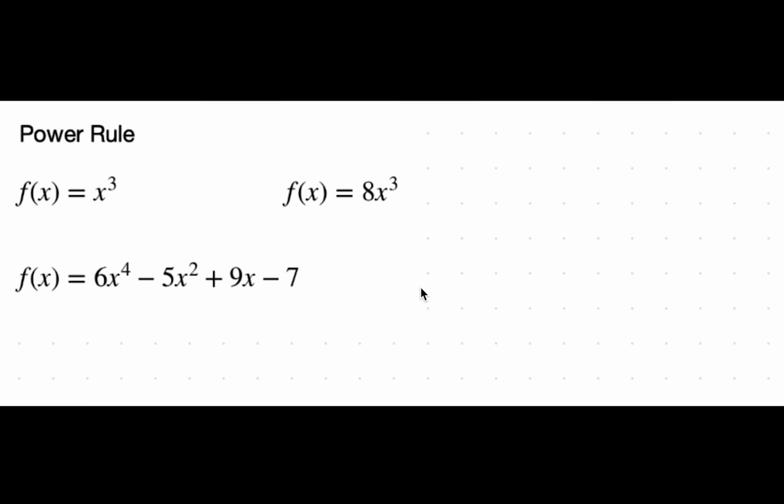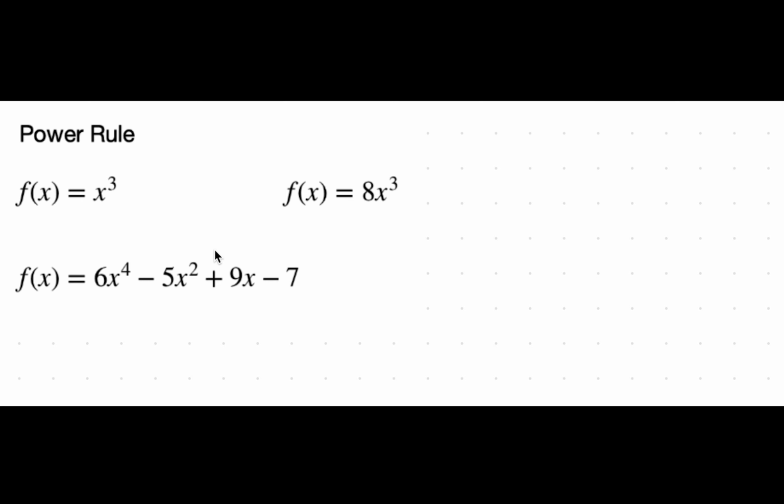So for this lesson, we're going to go over the power rule. So for the power rule, if you have a variable raised to a power, to take the derivative of that function, you take the power and bring it down as a coefficient out in front of the variable, and then subtract 1 from that power.